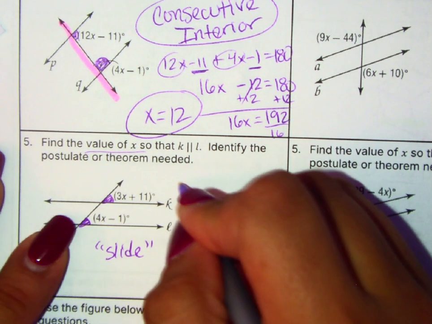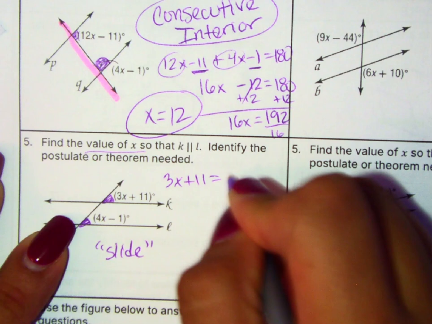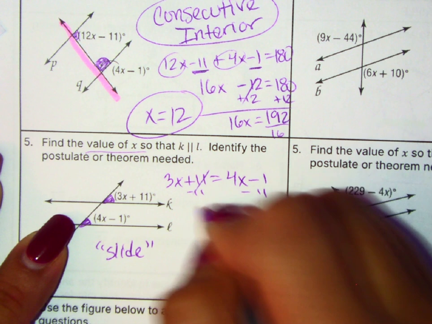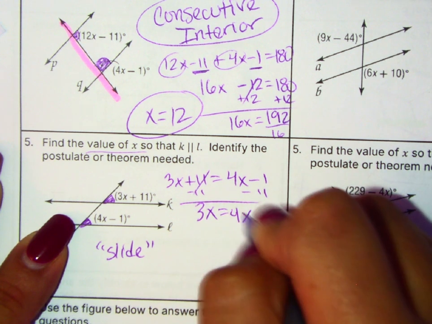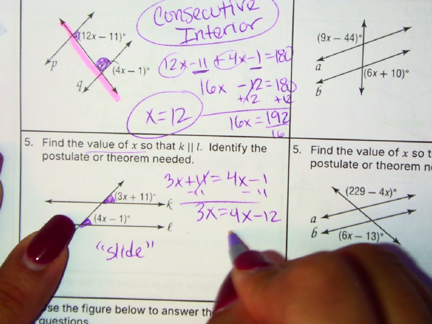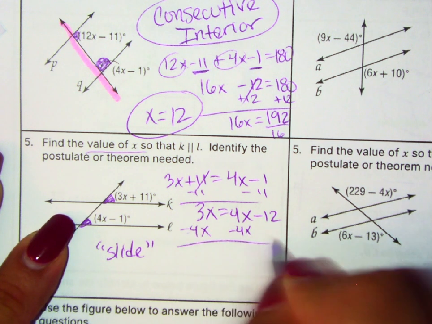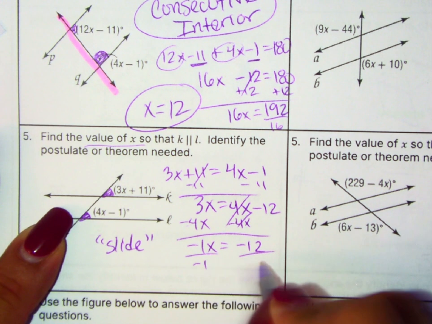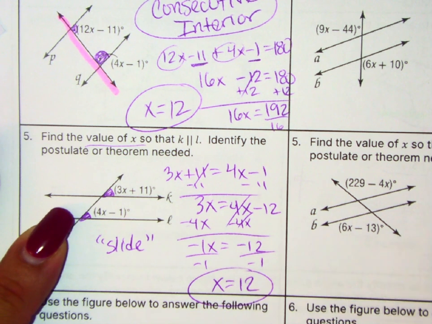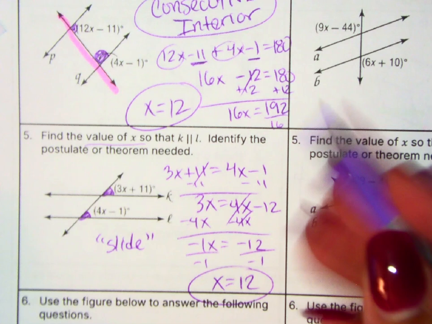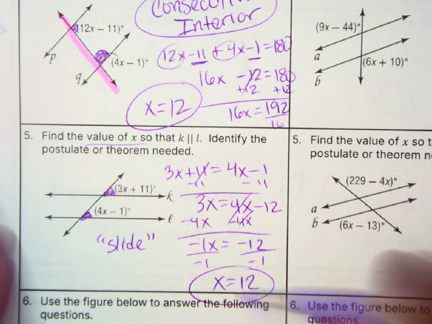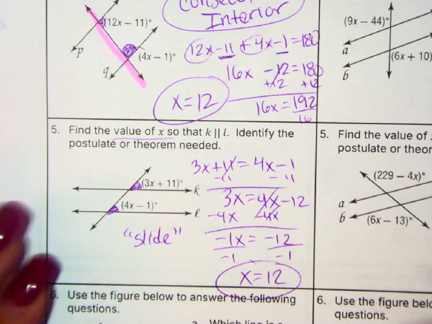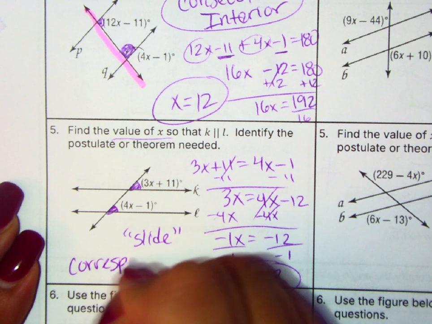So therefore, we can write that these two are equal to each other and solve for x. So we're going to move the 11 to the other side. 3x equals 4x minus 12. Move the x to the left side, so minus 4x. And we get negative 1x equals negative 12. So therefore, we divide by negative 1 and x equals 12. You can pause or rewind if this was too fast for you. But yeah, that's just solving for x. So the answer here is x equals 12. And as far as what theorem or postulate, we're going to say corresponding angles.